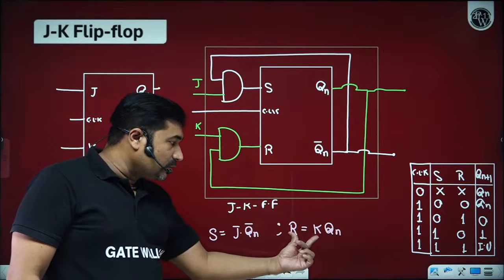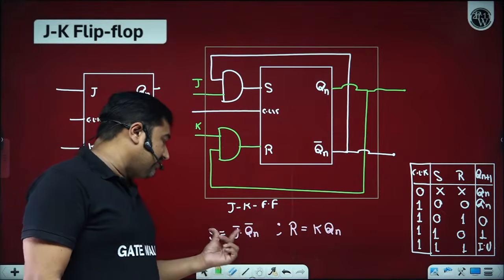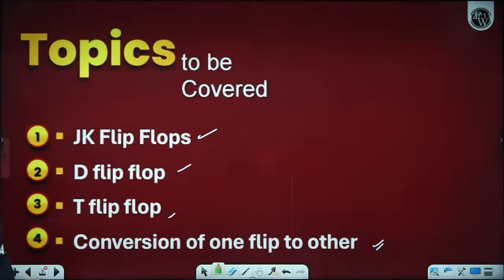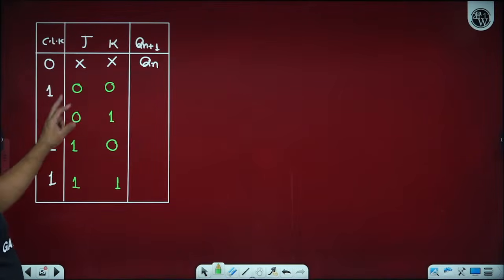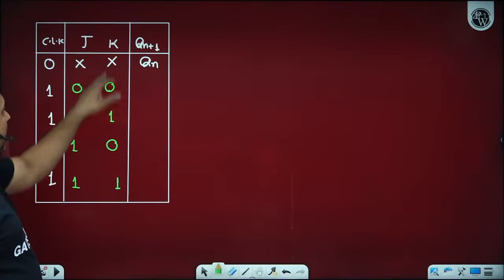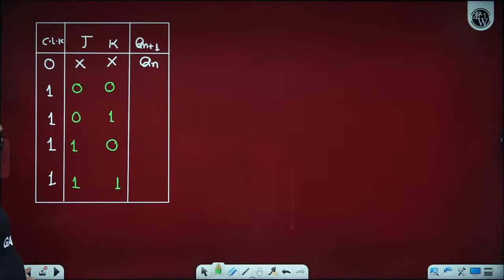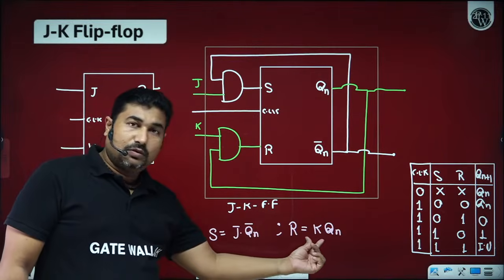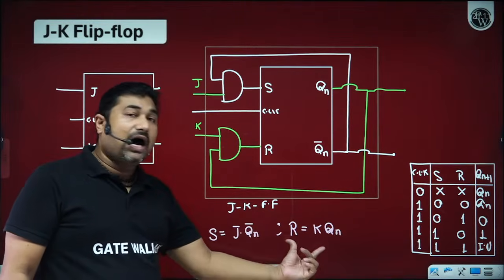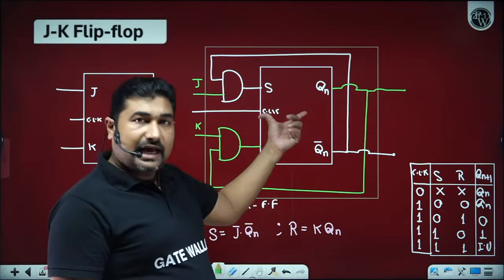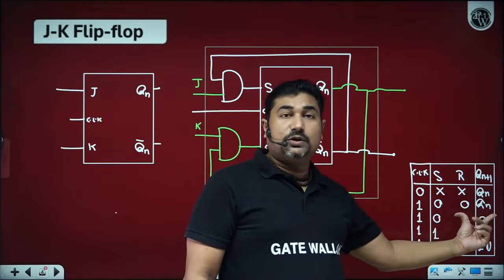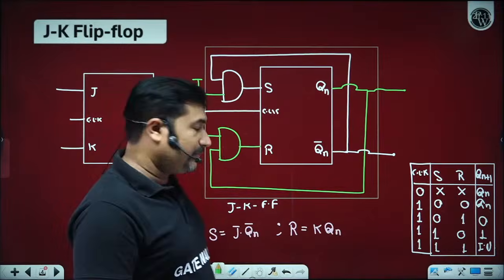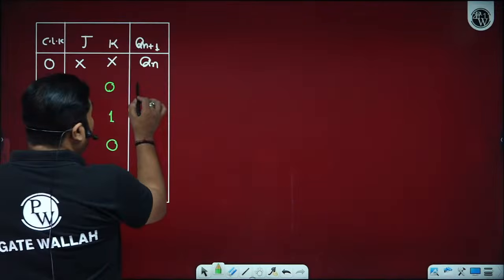K is equal to 1. Let's have the first condition, J 0, K 0. For J 0 and K 0, what will we get? S 0, R 0. So in an SR flip-flop with S 0, R 0, we are getting the same as the previous state, called the hold state.